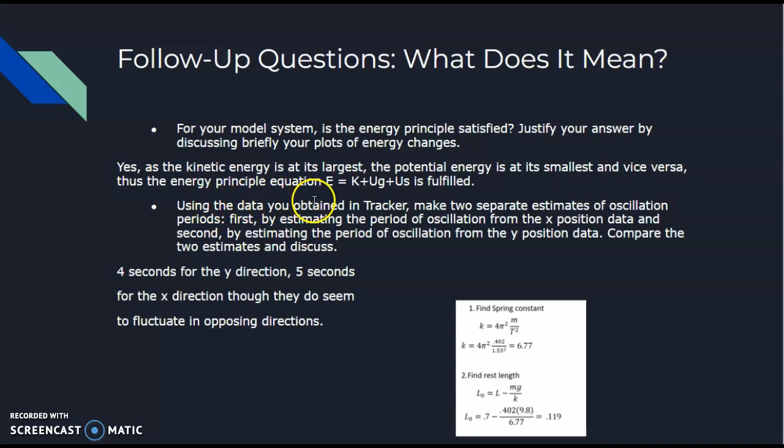Using the data you obtained in Tracker, make two separate estimates of oscillation periods: first by estimating the period of oscillation from the x position data, and second by estimating the period of oscillation from the y position data. Compare the two estimates and discuss. So by analyzing the graphs, we have 4 seconds for the y direction and 5 seconds for the x direction, though they do seem to fluctuate at opposite times and in opposing directions at any particular point in time.